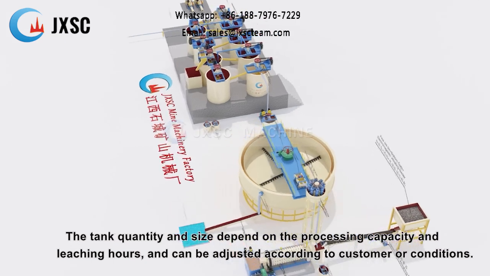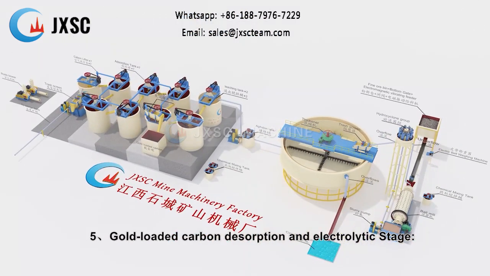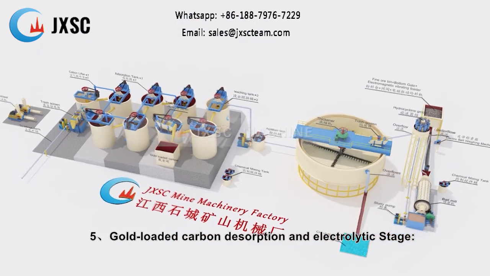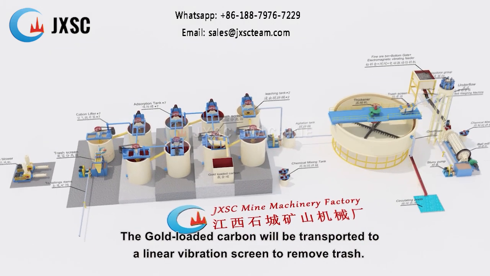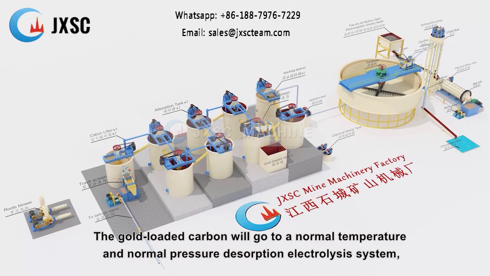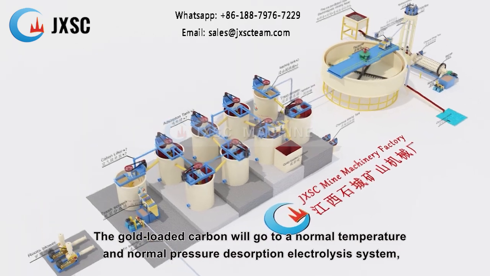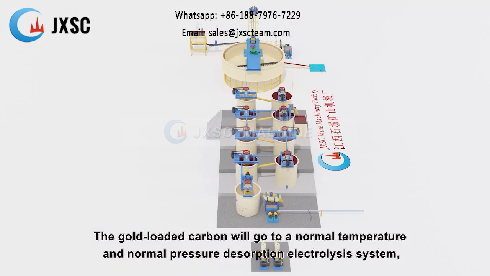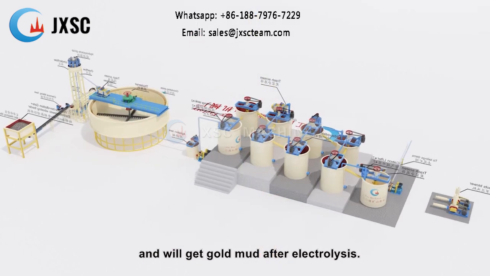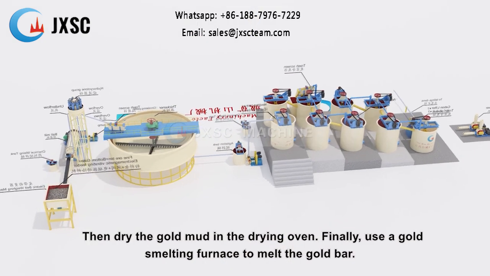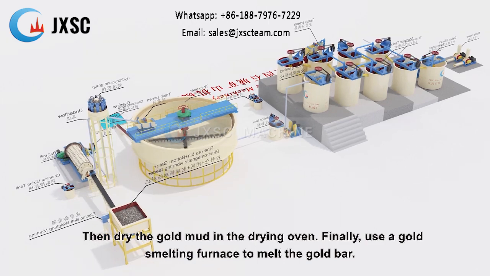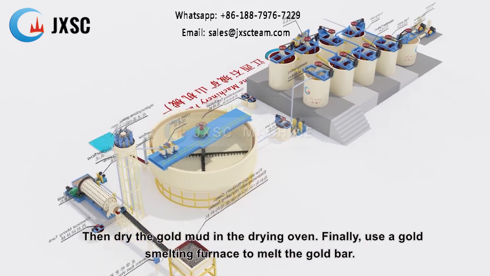requirements or conditions. 5. Gold-loaded carbon desorption and electrolytic stage. The gold-loaded carbon will be transported to a linear vibration screen to remove trash. The gold-loaded carbon will go to a normal temperature and normal pressure desorption electrolysis system and will get gold mud after electrolysis. Then dry the gold mud in the drying oven. Finally, use a gold smelting furnace to melt the gold bar.